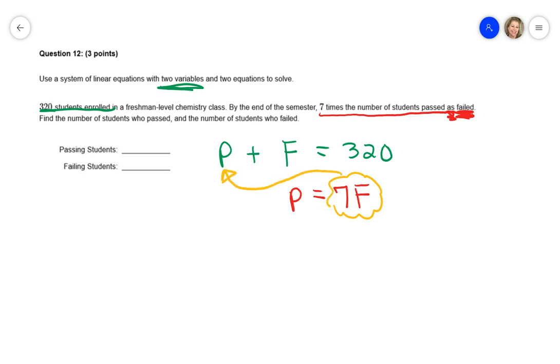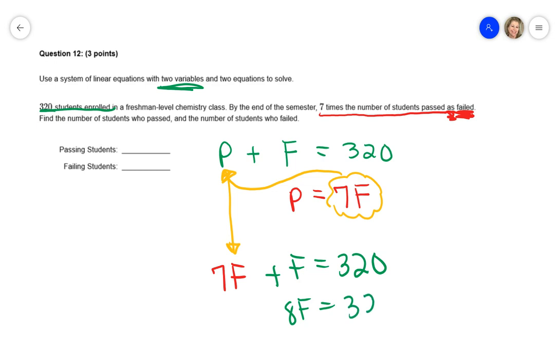And now what I'm going to do is, since P equals 7F, I'm going to take that 7F and I'm going to stick it right here where that P is, so that I have 7F plus F equals 320. And when I combine like terms, 7Fs plus 1 more F would be 8Fs. And then to solve for F, you're going to take your 8F and you're going to divide off the 8.